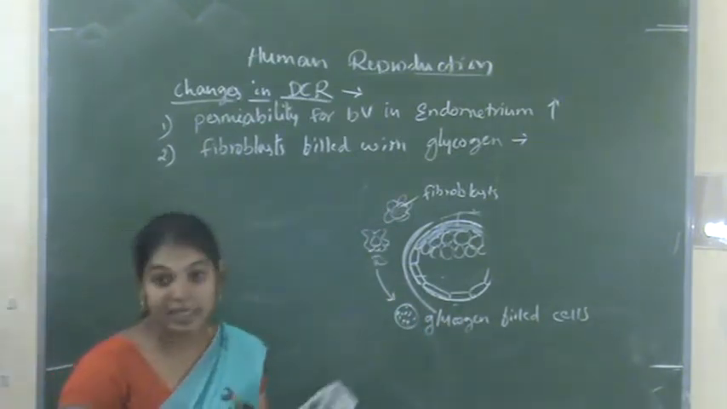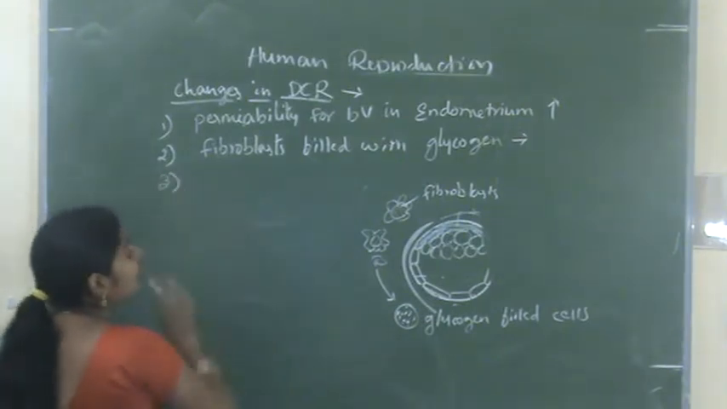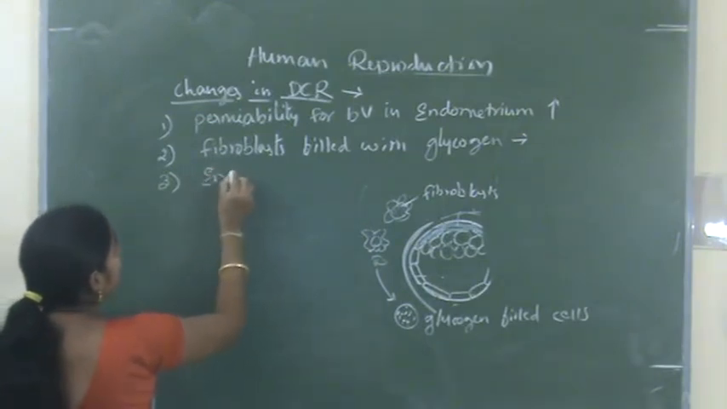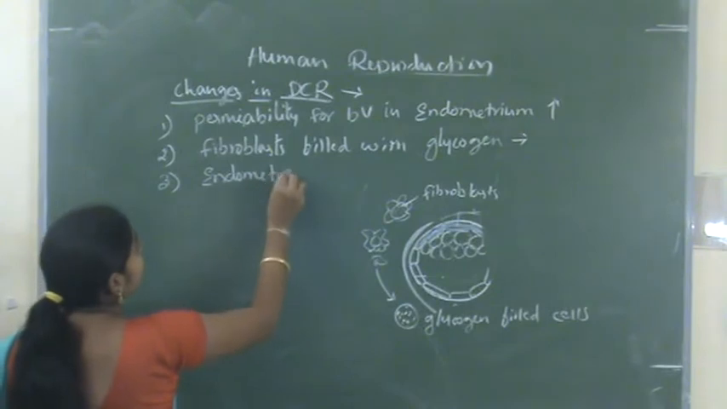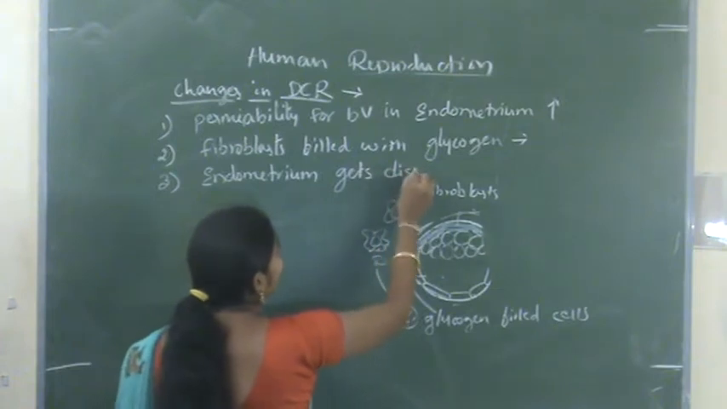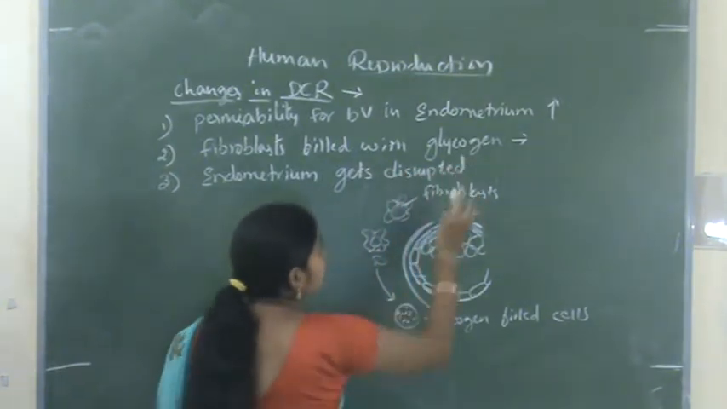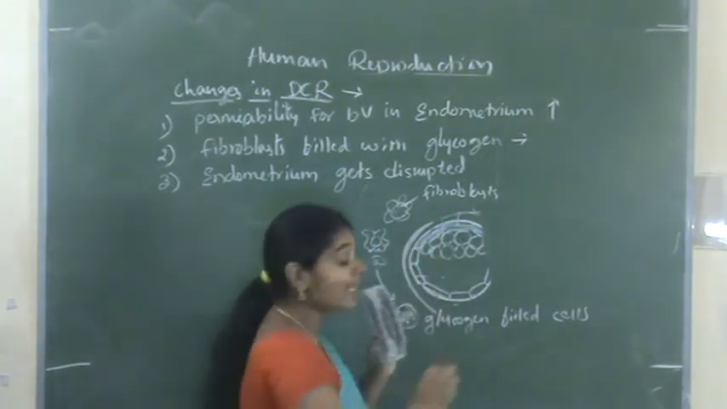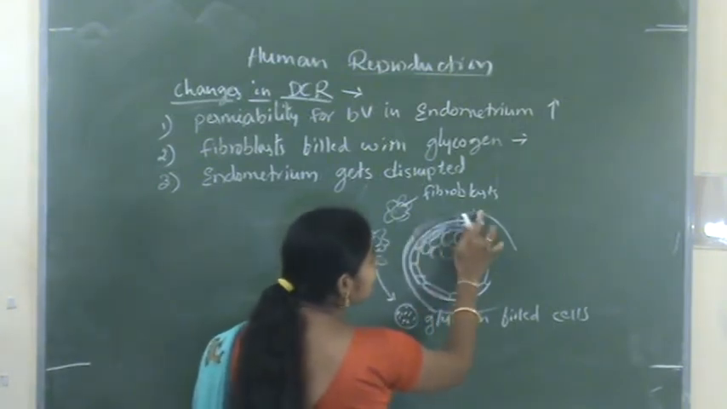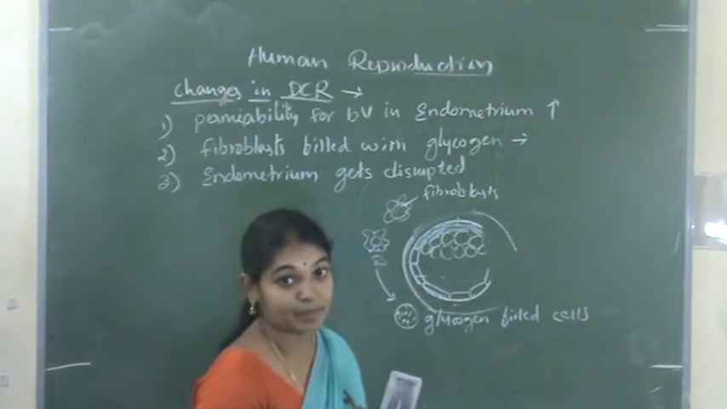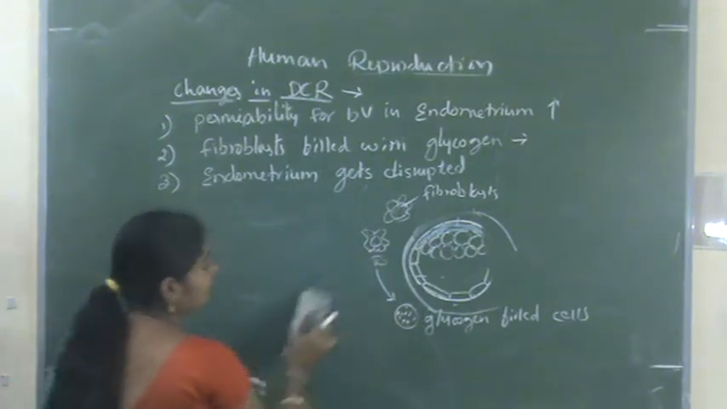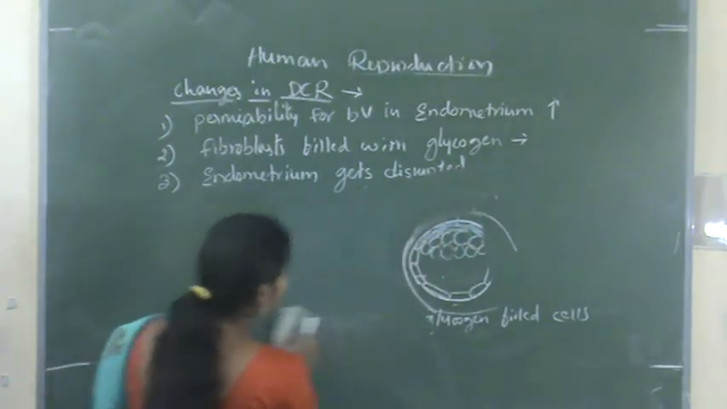And the next one, the third one, is that the endometrium gets disrupted. It means that here, at the area of the cells of Robert, the endometrium gets disrupted only at that place. Because of the next stage, what happens then in the next stage?